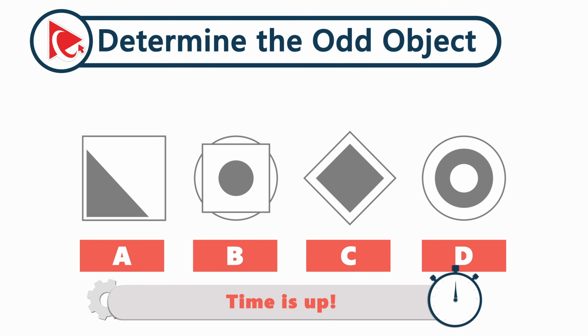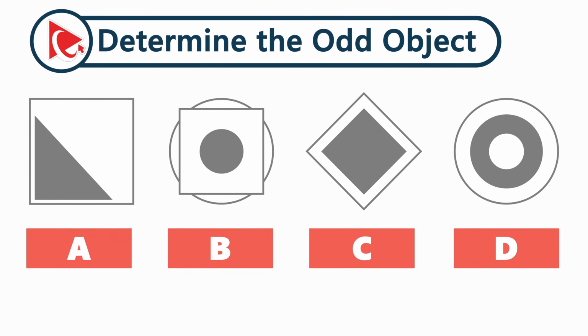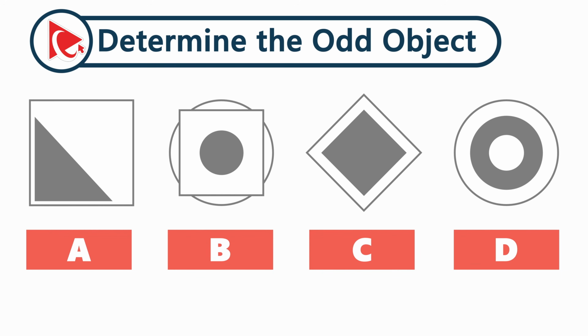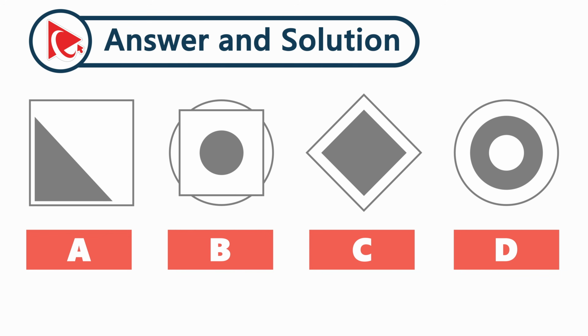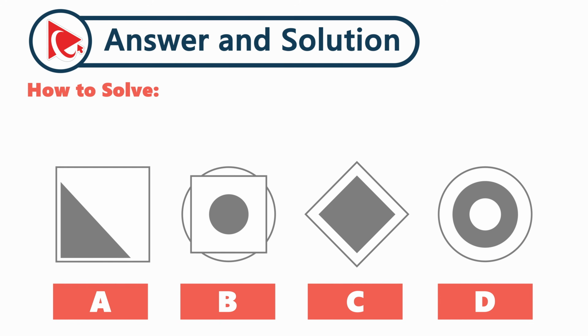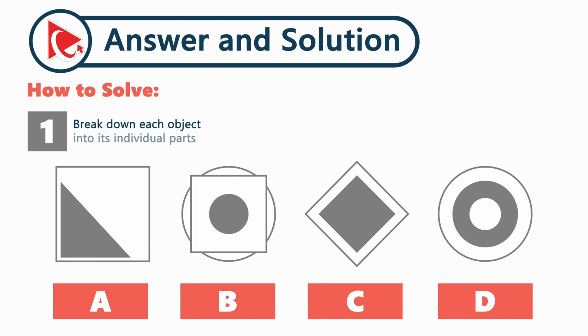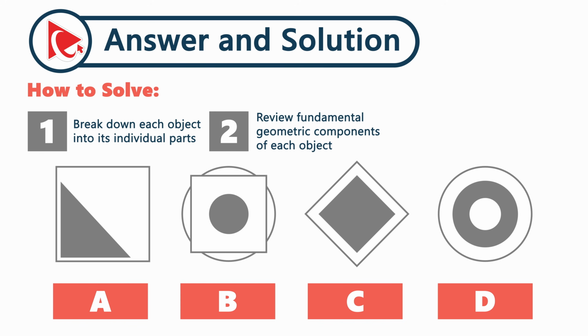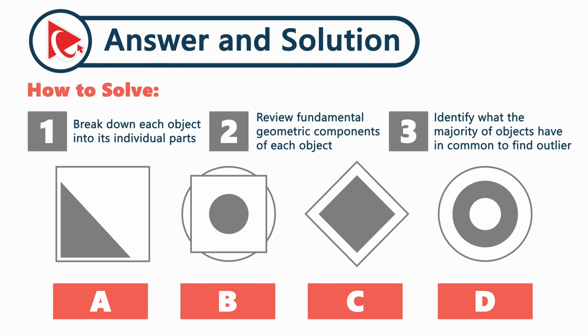Time's up! Do you have your answer ready? I hope so, because the solution here is extremely simple. You typically solve these types of challenges in 3 simple steps. In step 1, you break down each object into individual parts. In step 2, you review fundamental geometric components of each object. And then in step 3, you identify what the majority of objects have in common to find the outlier.